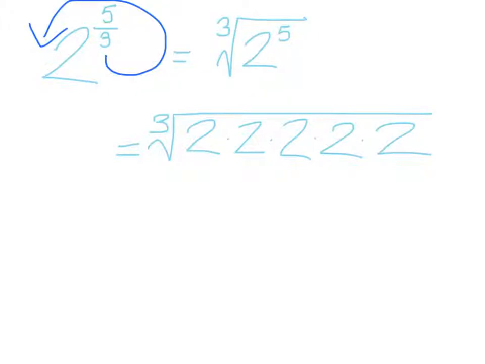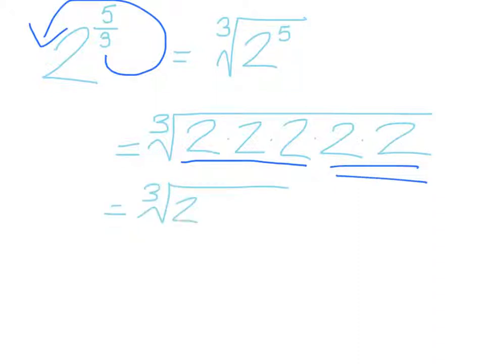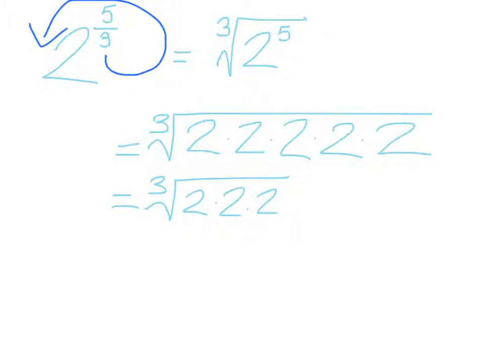And now at this point, I'm going to choose to split this into two parts. This one and this one. So let's do that. This is going to be equal to the 3rd root of 2 times 2 times 2, and then I'm going to multiply that by the 3rd root of 2 times 2. Okay? So let's simplify it one more step.